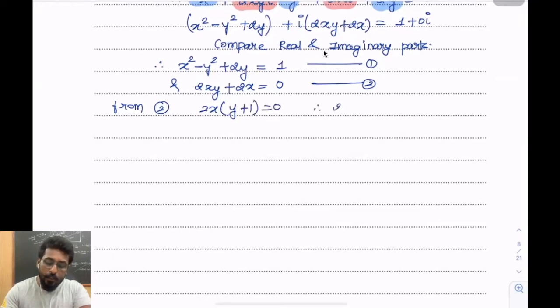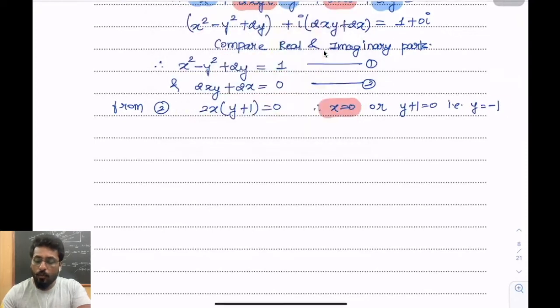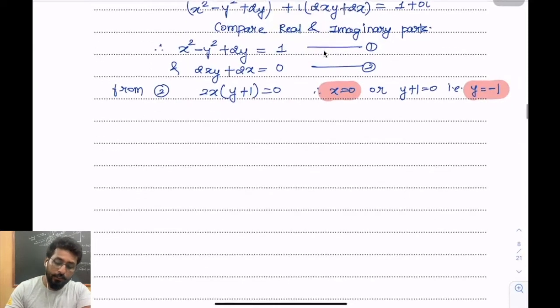That gives me either 2x is 0, that is, you can simply say x is 0. Instead of writing 2x equal to 0, let's write x equal to 0. So either x is equal to 0 or y plus 1 equal to 0, isn't it? That is y is equal to minus 1. So I have two values now of x and y: x is 0 or y is -1. You begin from x equal to 0. You plug this value into the first equation. So plug x equal to 0 in the first equation.